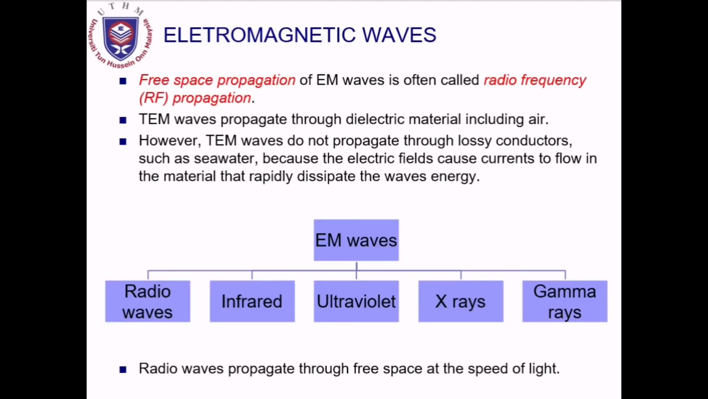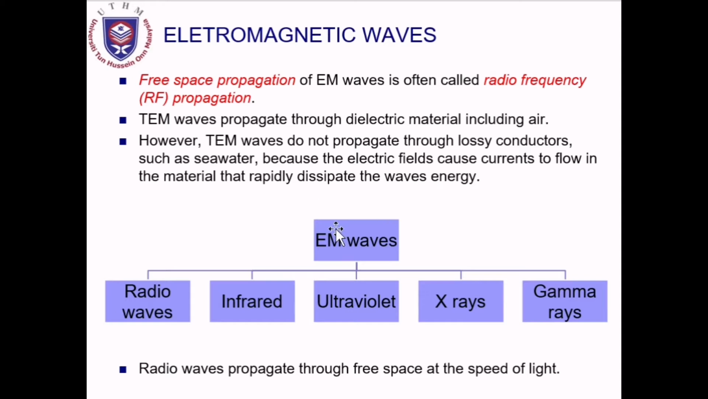Free space propagation of EM waves is often called radio frequency propagation, or RF propagation. TEM waves propagate through dielectric material including water, so not only in air. However, TEM waves do not propagate through lossy conductors, for example seawater, because the electric field causes current to flow in the material that rapidly dissipates the wave energy.